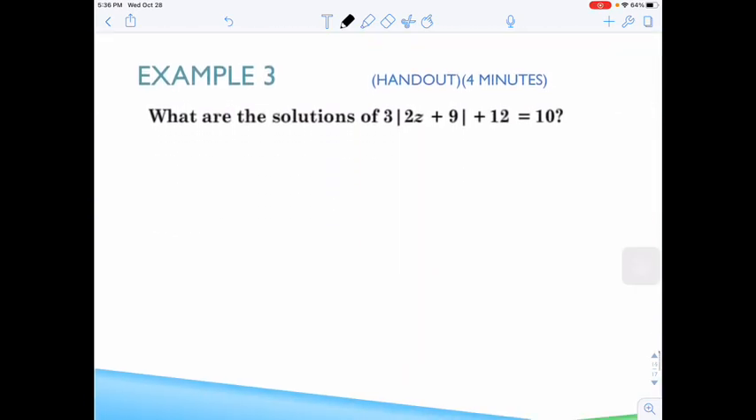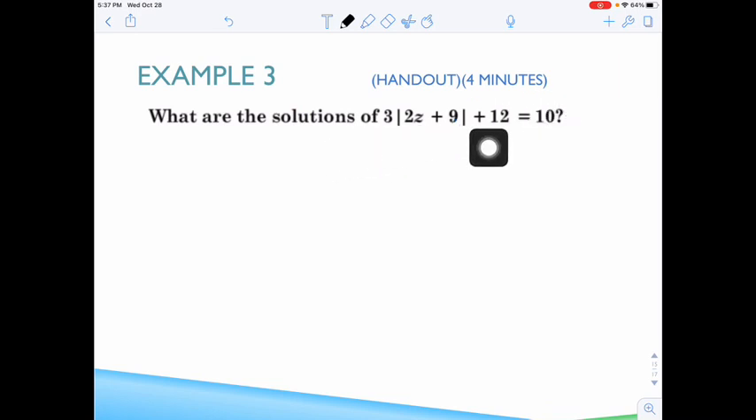So for example 3, we have: what are the solutions of 3 times the absolute value of 2z plus 9, plus 12 equals 10? Before we can do anything, we need to isolate the absolute value. Anything on the outside of the absolute value needs to be moved to the other side. So we'll start by getting rid of the plus 12, and then we'll look at this 3 on the outside.